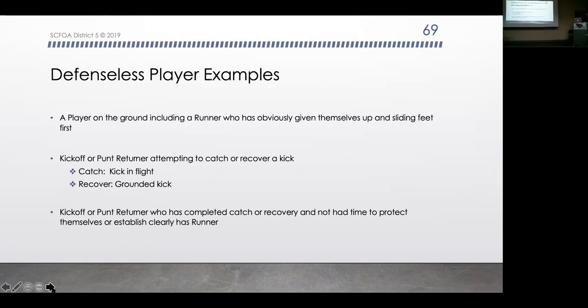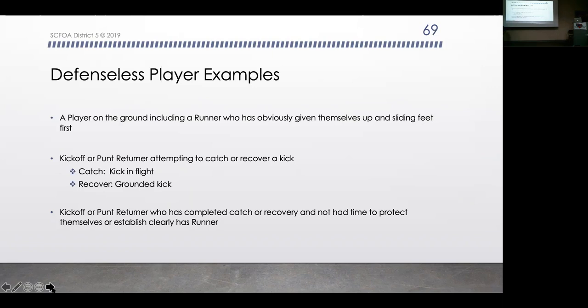A kickoff or a punt returner attempting to catch or recover a kick. So if I'm looking up and I'm a punt returner, I'm pretty defenseless. A kickoff or punt returner who's completed a catch or recovery has not had time to protect themselves or establish themselves clearly as a runner. So basically, I may have caught it, and even though I just caught it, you still can't just come in and wipe me out if I haven't had a chance to protect myself yet.